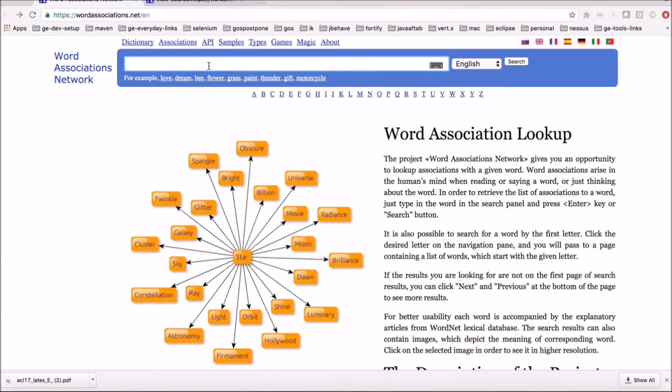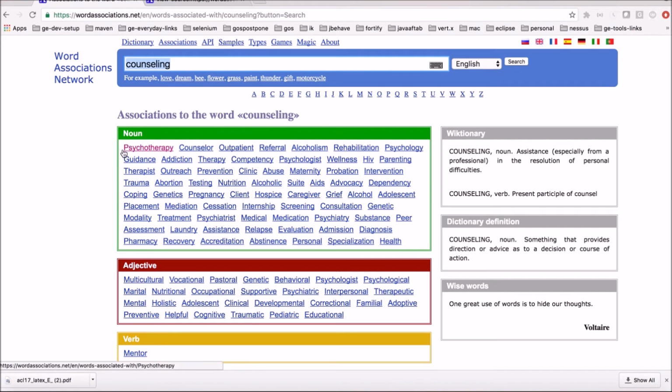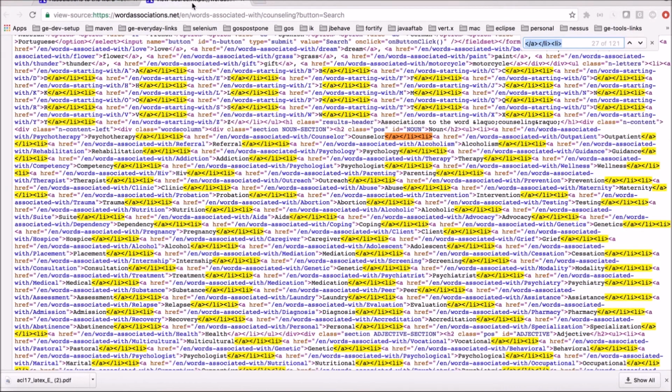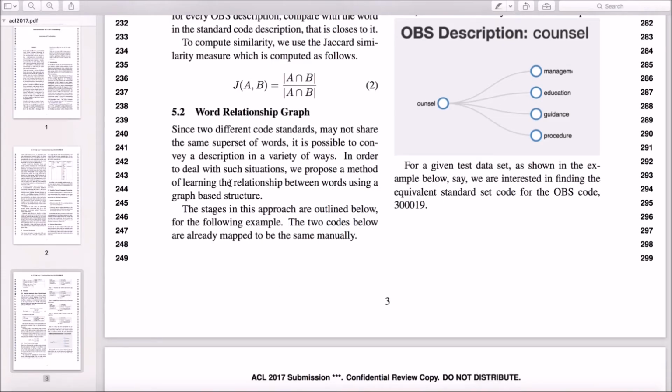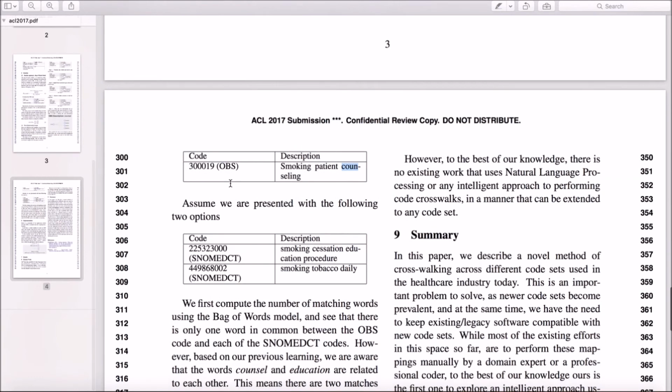So let's search for the word counsel, and it tells us that it's related to all of these words. Luckily, this page is scriptable, and just by looking at substring patterns, we wrote a script to find the words that, given a word, it's closely related to. Now let's see how we can augment this understanding to improve our mapping process.